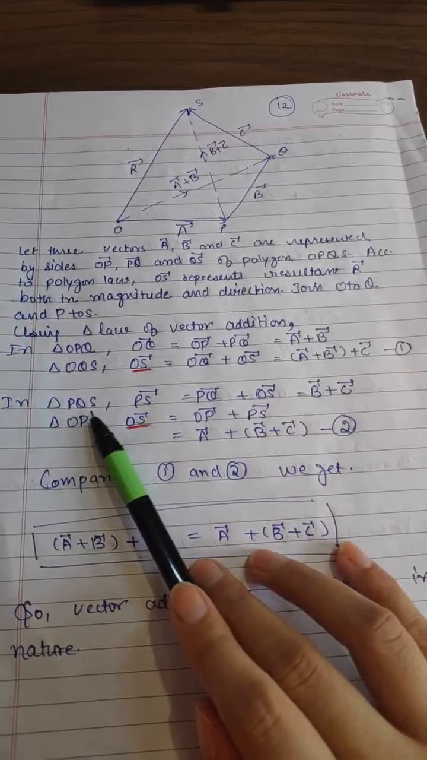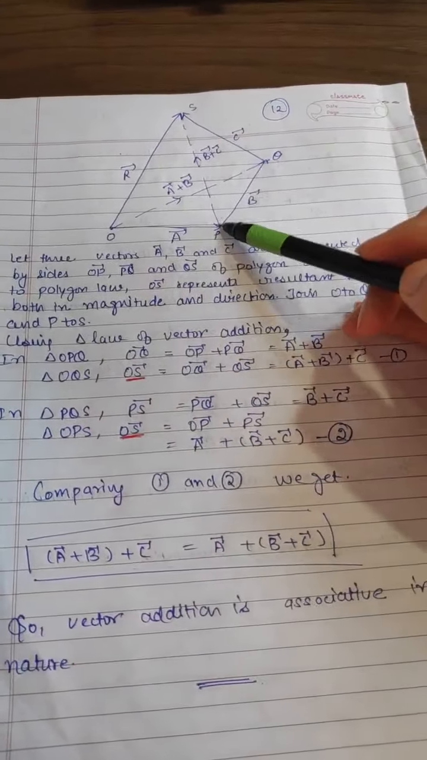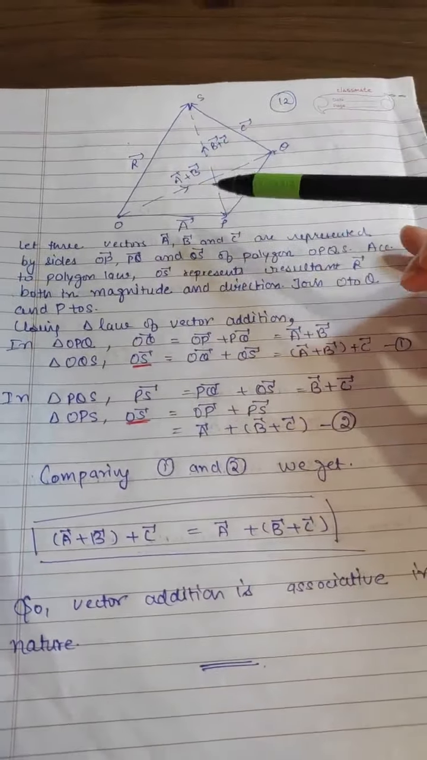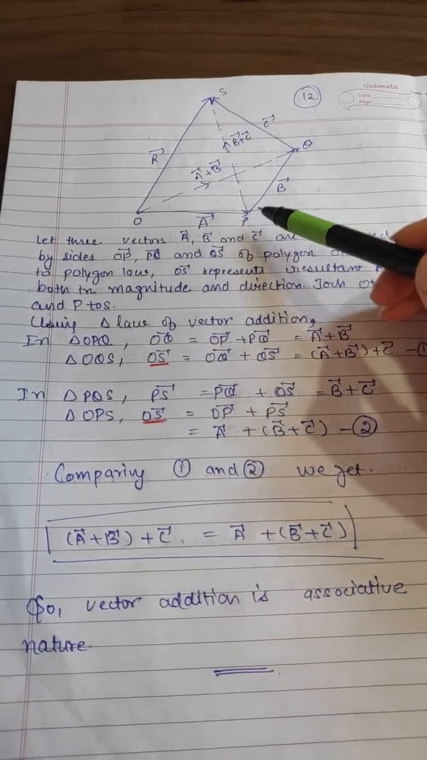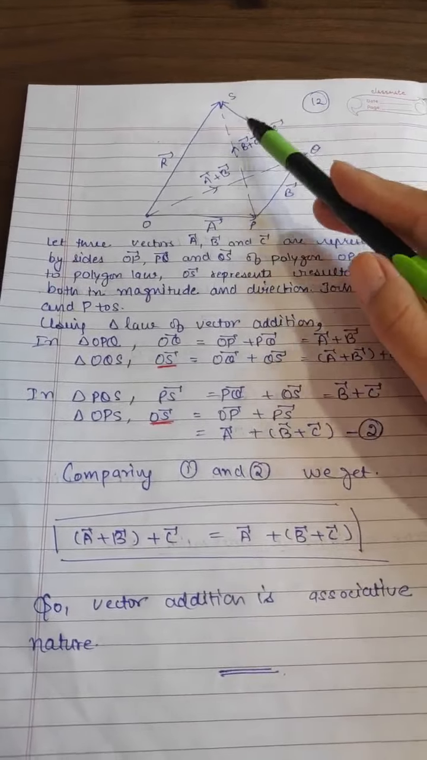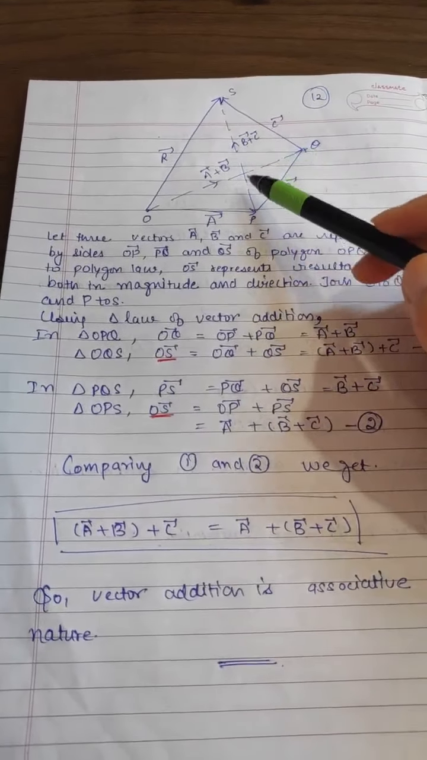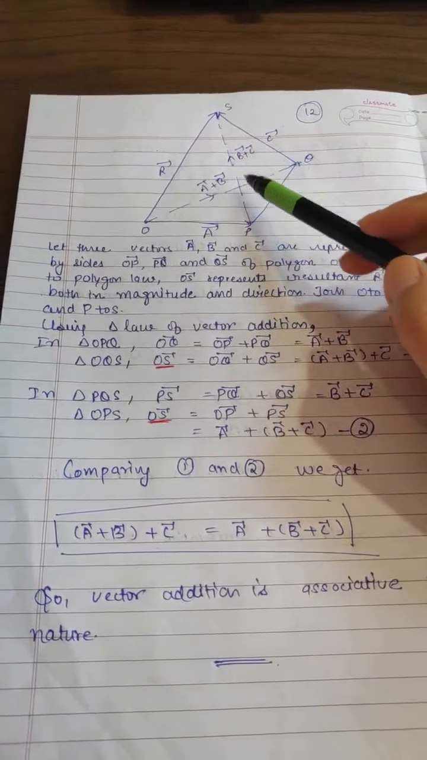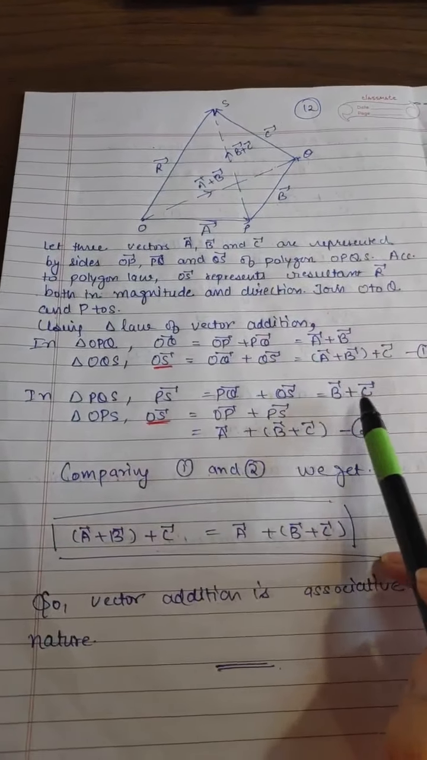Now take the triangle PQS. This is P, this is Q, this is S. Now see which two vectors are in the same order. P to Q, Q to S. It means B plus C will be equivalent to this PS. So PS vector will be equivalent to B plus C.